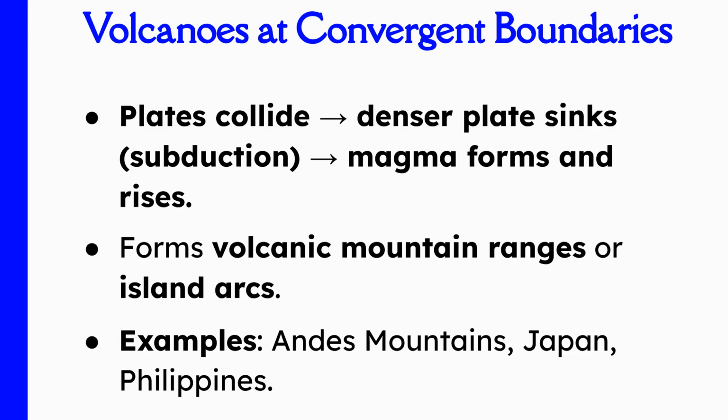Volcanoes at convergent boundaries are formed when plates collide, the denser plate sinks in subduction, and magma forms and rises. This process creates volcanic mountain ranges or island arcs, such as the Andes Mountains, Japan, and the Philippines.